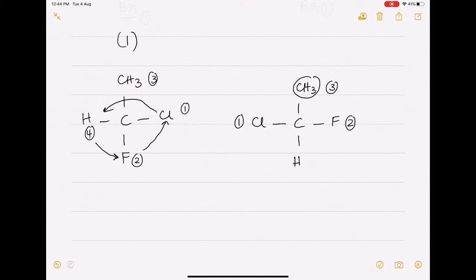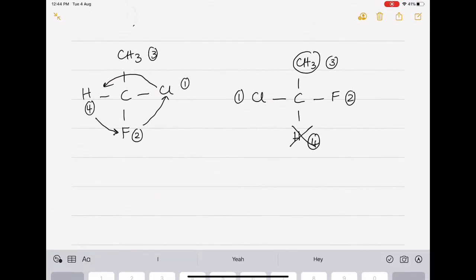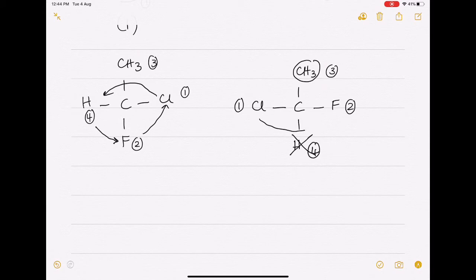Now the next step is to eliminate hydrogen. Just cut it out, pretend as if it does not exist. Now just join the orders: chlorine, fluorine, and the methane group, the methyl group. So now it comes this way. It's moving towards the left. So this is S configuration.